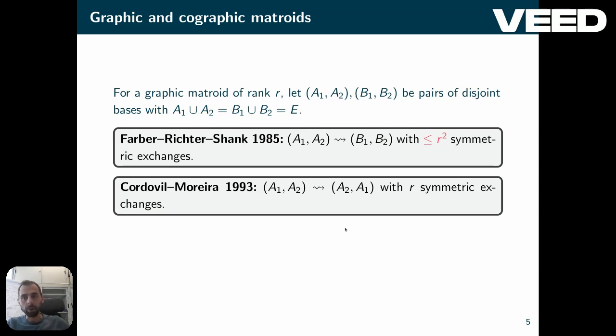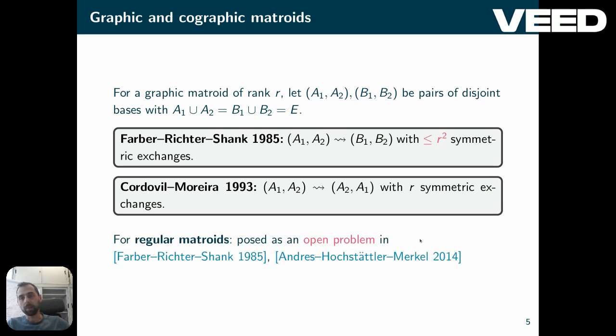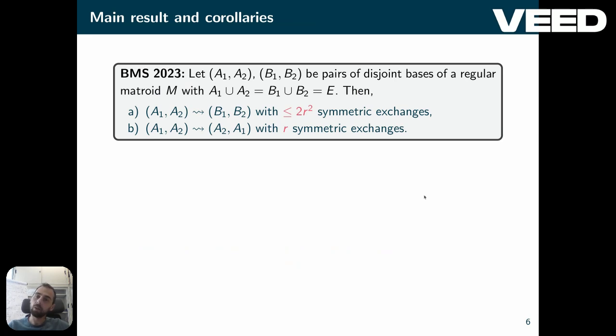Since graphic and cographic matroids are exactly the main building blocks in the decomposition of regular matroids, remember Seymour's decomposition theorem, it is natural to ask if the proofs can be extended to the regular case as well. And this problem was asked already by Farber et al. And the question also appeared in a recent work by Andres and his co-authors. Okay, so that was the starting point of our investigations, and our main result is verifying all the previously mentioned conjectures for regular matroids.